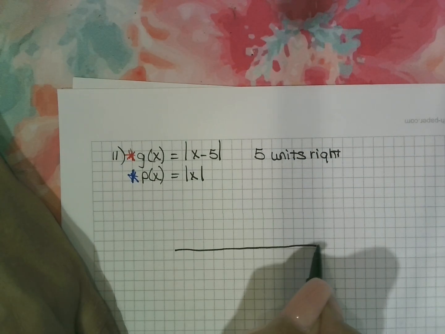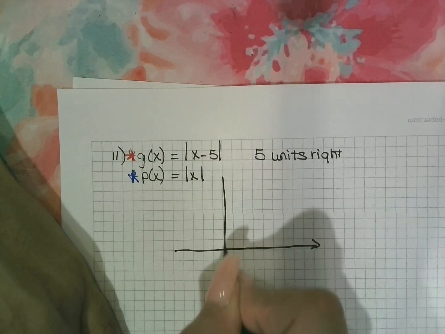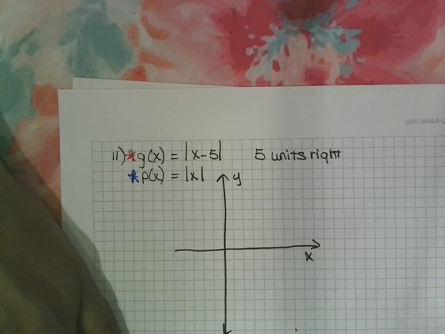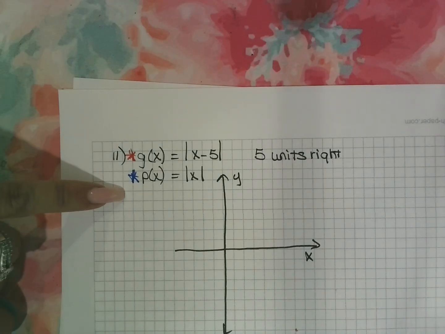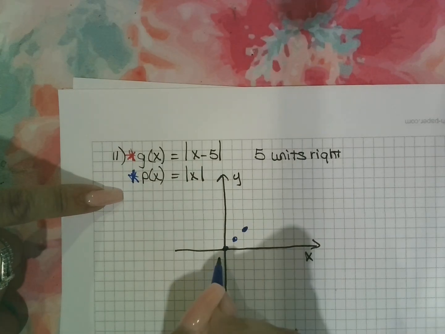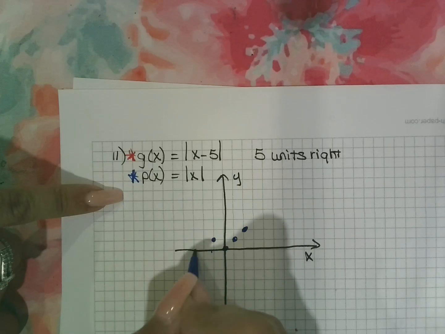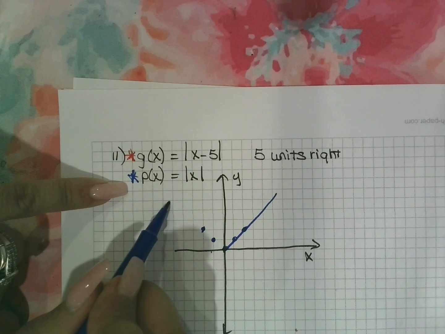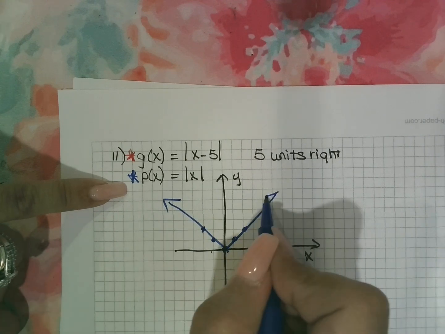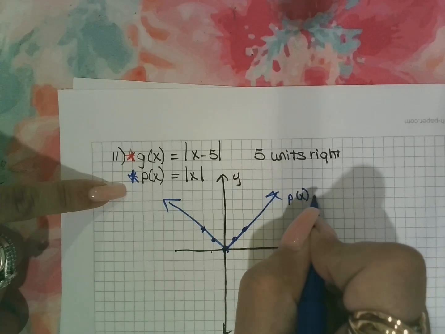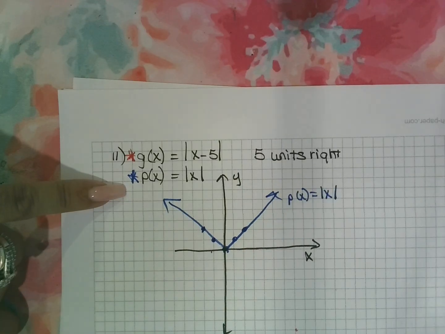And we're going to go ahead and graph that. Okay, so I'm going to graph in blue the parent function. Absolute value looks like this: 0, 0, 1, 1, 2, 2, negative 1, 1, negative 2, 2, right? Because you're taking the absolute value, and those have to be positive. So there is your parent. We'll go ahead and call it p of x equals absolute value of x.